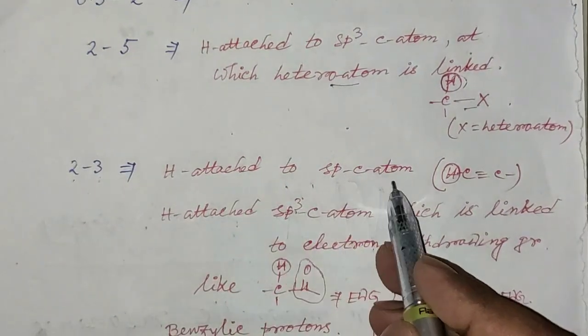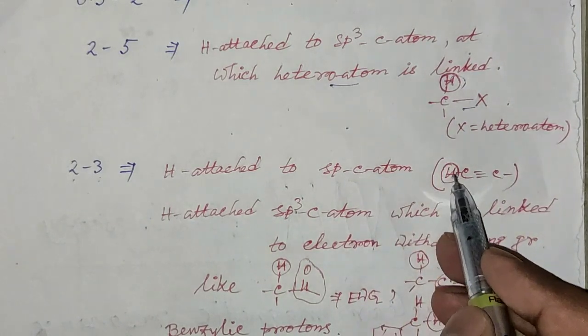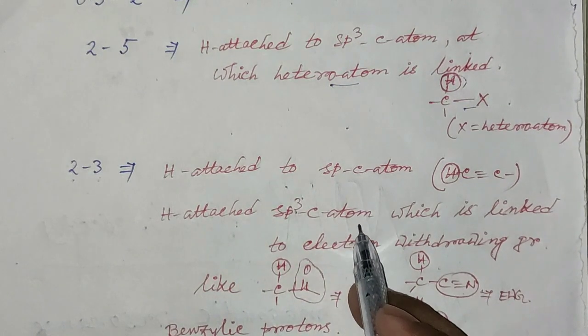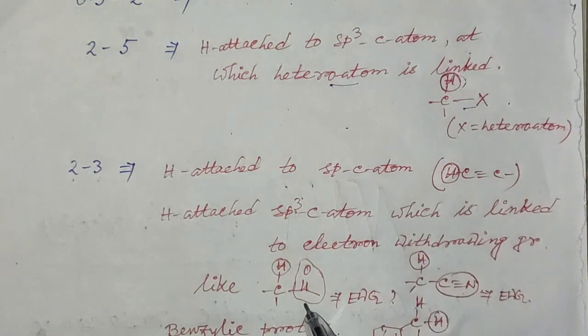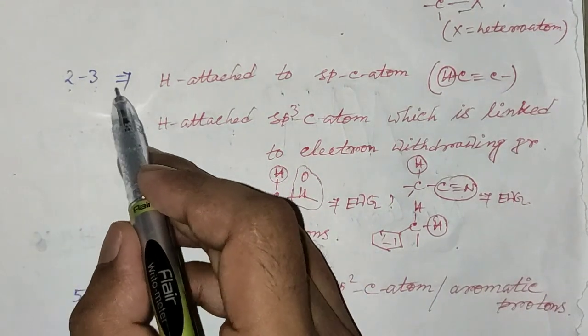Hydrogen atom attached to an sp hybridized carbon atom like an acetylenic proton, or hydrogen atom attached to an sp3 carbon atom which is conjugated with an electron withdrawing group, or benzylic protons will appear within the range 2 to 3 ppm.